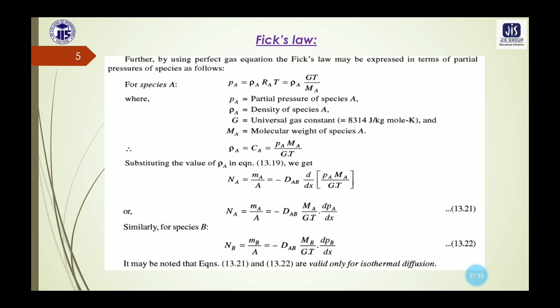Now substituting these values in the mass flux, you can write Na by A equals minus Dab Ma by Ru T into dPa by dx. Similarly, for species B, we can write the formula for the mass flux, that is Nb. Now these two equations, that is Na and Nb, are valid only for isothermal diffusion.